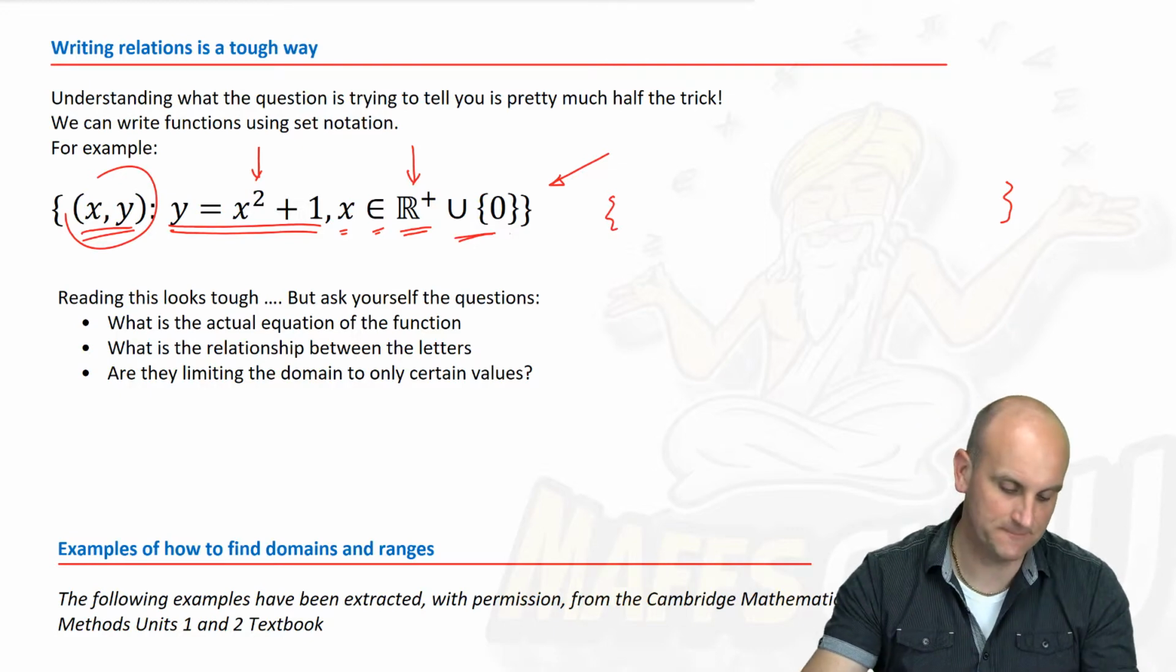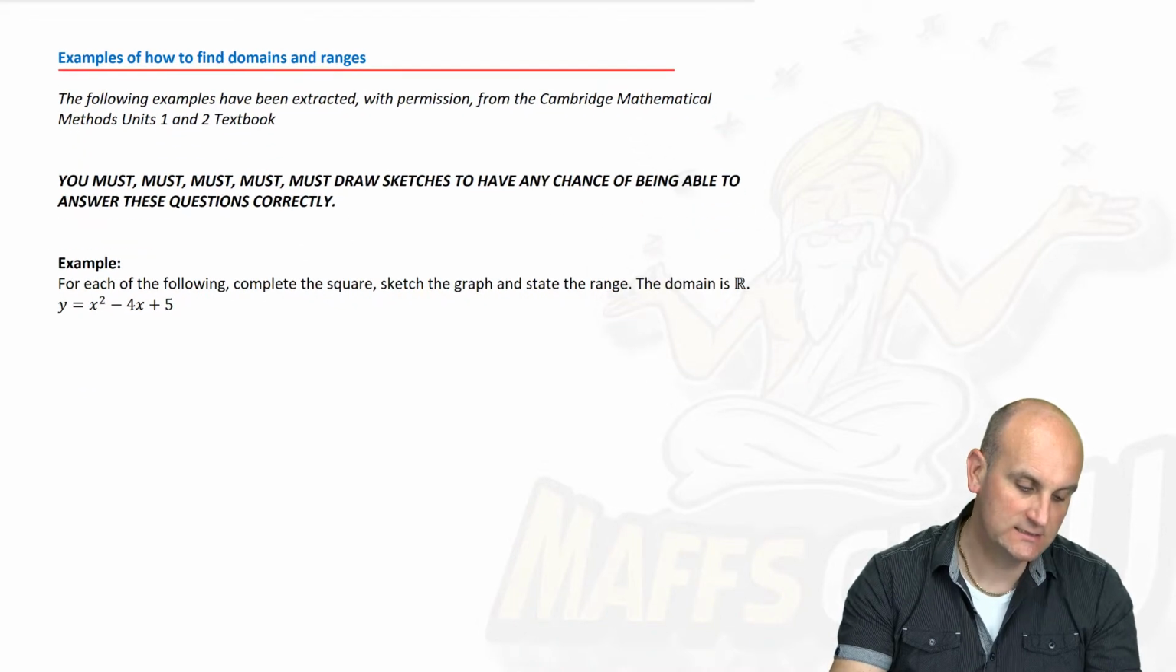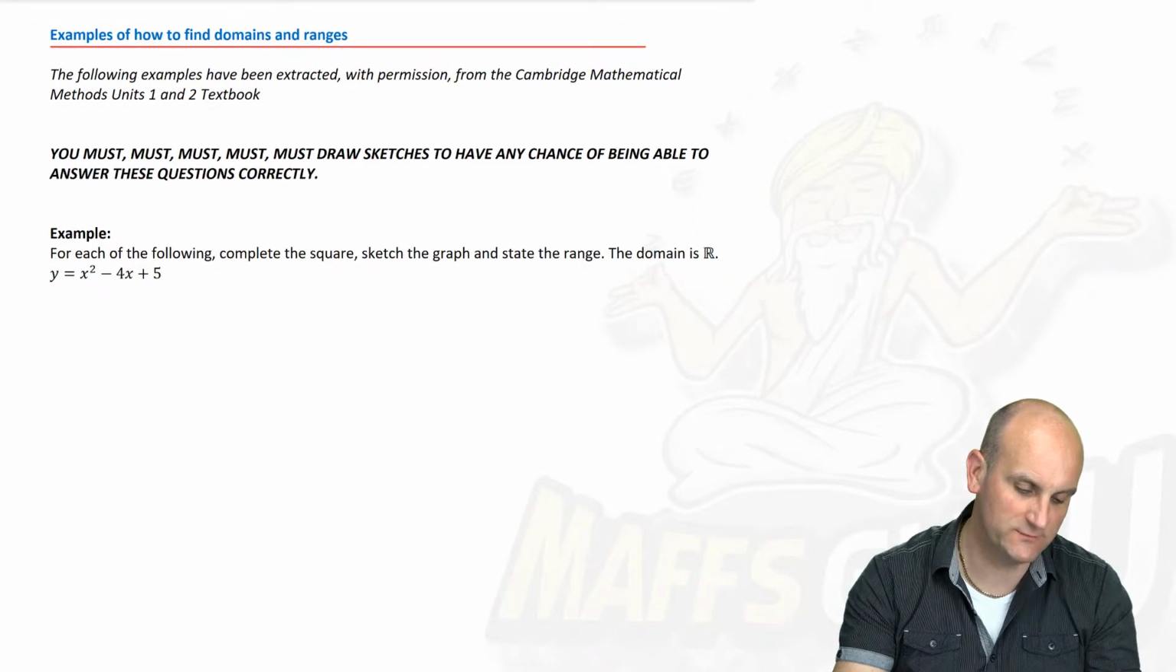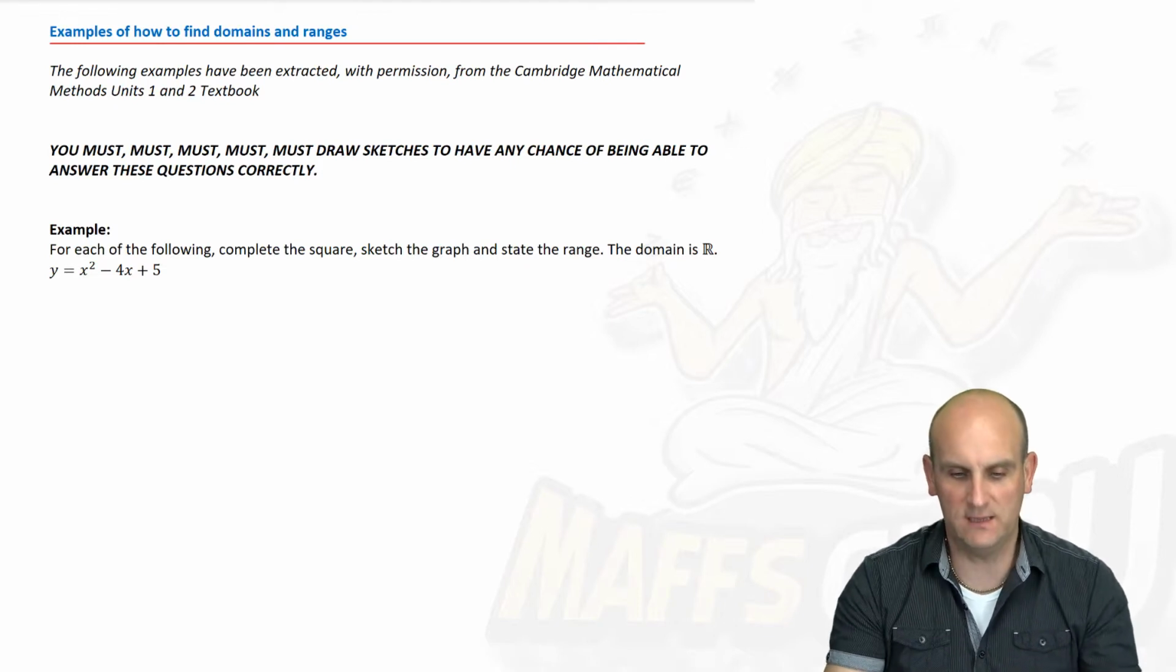This stuff is amazing. All right, so here are some examples of how to find domains and ranges. The following examples have been extracted with permission from the Cambridge Mathematical Methods Units 1 and 2 textbook. And thank you, Cambridge, for allowing me to do that. Greatly appreciate it. You guys rock.